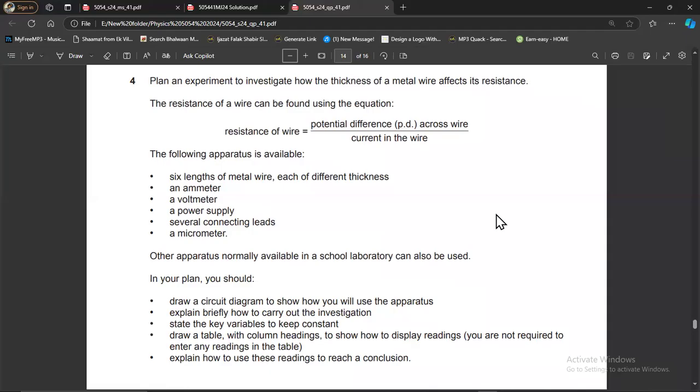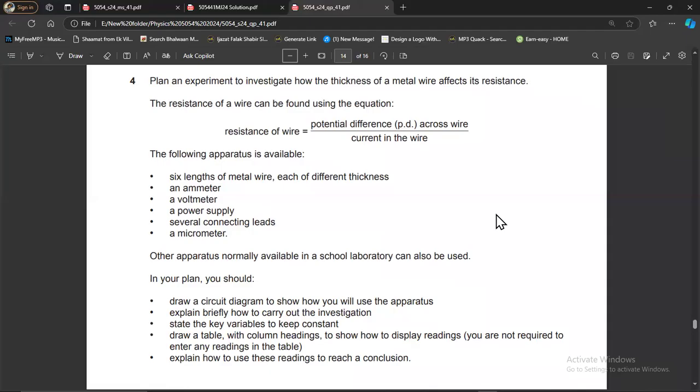And then I will change the sample. I will note down the length, and we will make sure the lengths are the same. Then I will take another wire of, let's say, a different diameter. I will note down its diameter and do the same procedure.